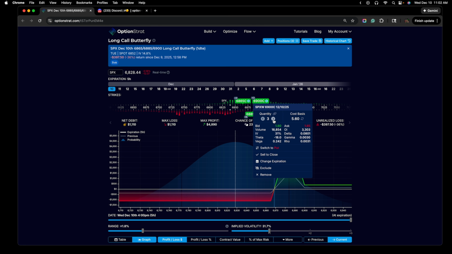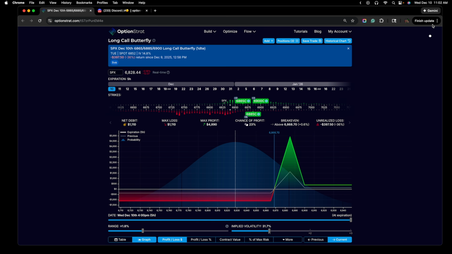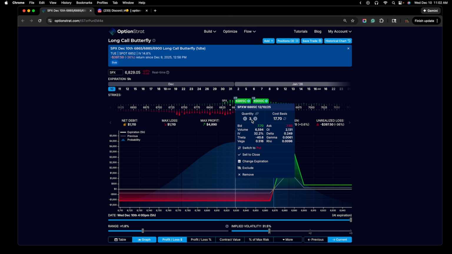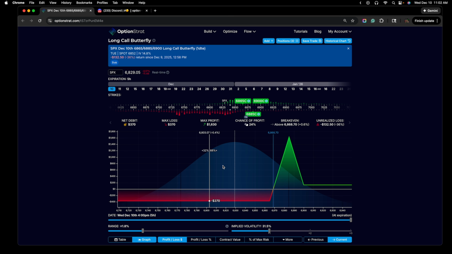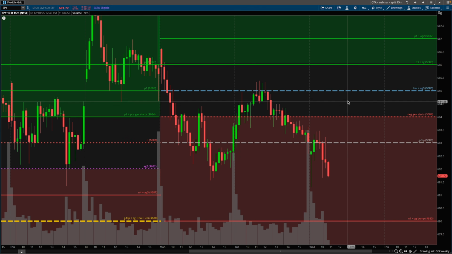Today is an FOMC announcement at 2 p.m. Eastern time, which is in roughly 3 hours. And normally I might have something like 3 lots running, but I don't even have 3 lots running. So it is a very, very low risk type of trade for myself right now.